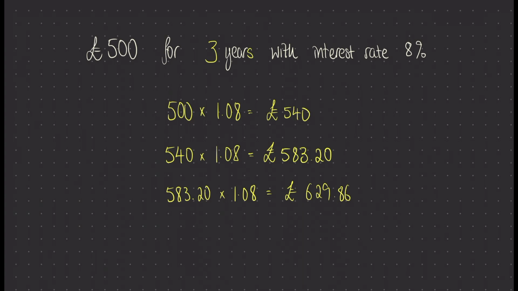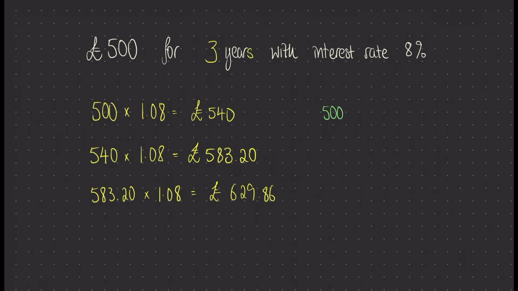So we can see that each year we've taken our answer and multiplied it again by the multiplying factor. So instead of writing it out into 3 steps like this, I can simplify the process. I can take 500, multiply it by 1.08, and take that answer and multiply it by another 1.08, and finally, in that third year, multiply by one final 1.08.